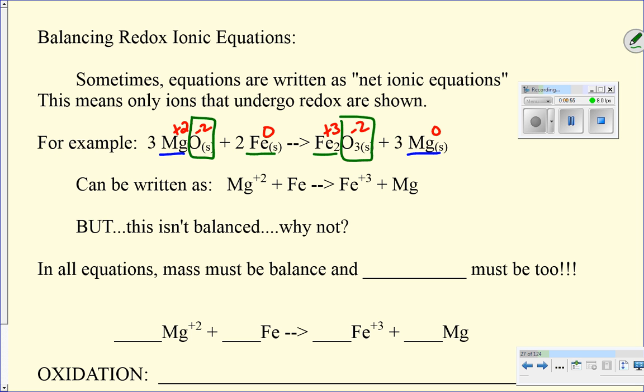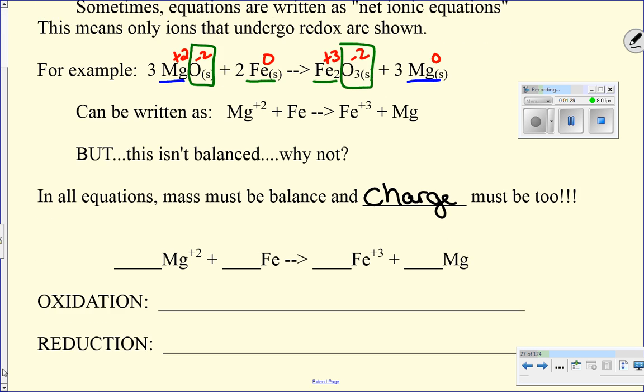So we can write an ionic version of this equation: Mg2+ plus Fe makes Fe3+ plus Mg. At first glance, this might appear to be balanced. You have 1 Mg on each side, and 1 Fe on each side. But it's actually not balanced for charge. Because we have a +2 on the left side and a +3 on the right side, this is only balanced for mass. It is not balanced for charge, and we need to balance our reactions for charge as well.